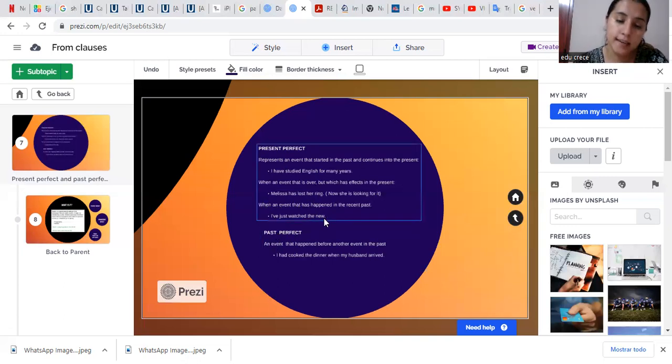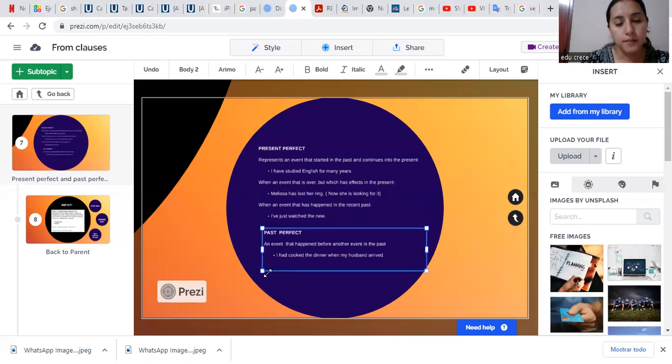Okay, so in this case, the action is in the recent past, so we can use the present perfect. Past perfect is used when an event happened before another event in the past.